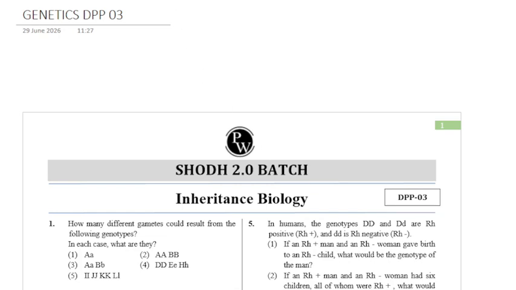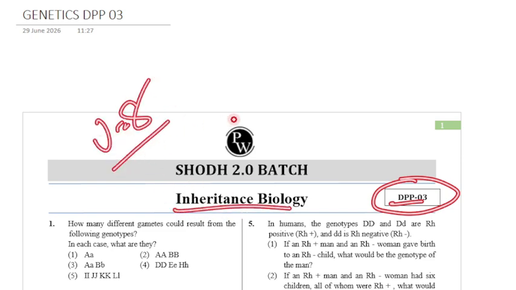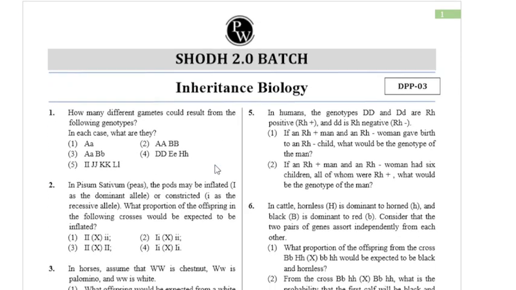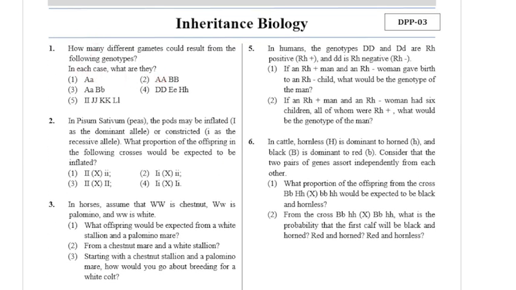So in this series, we are trying to solve the PW Shodh 2.0 batch DPPs. This is DPP number 3, from inheritance biology unit number 8, genetics. Let's go to the first question. How many different gametes could form from the following genotype? These questions are not MCQs. We have to solve and write it down. So let's start.